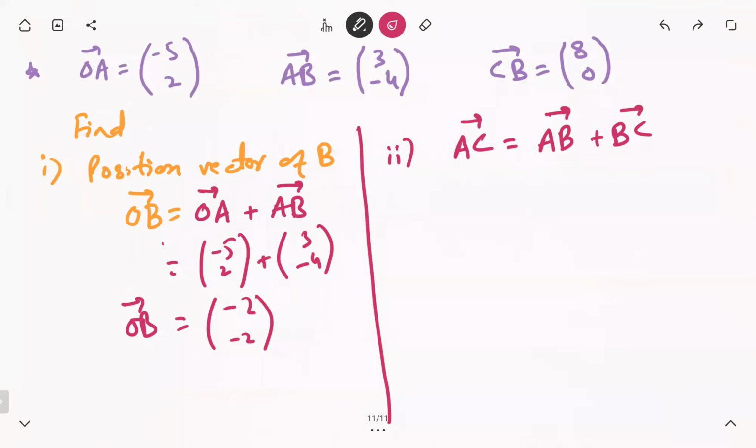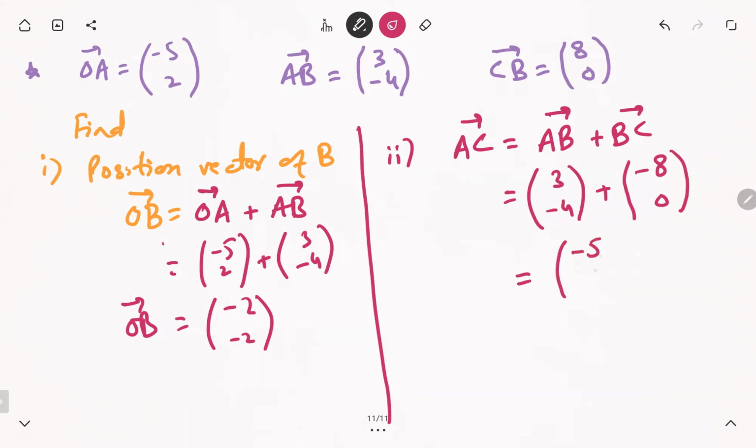So AB plus BC. And what is AB? It's 3, -4. And what is BC? Because CB is given as 8, 0, then BC will be -8, 0. So 3 minus 8 is -5, and -4 plus 0 is -4. This is the required vector AC. Gee, I hope it's clear. Any question?